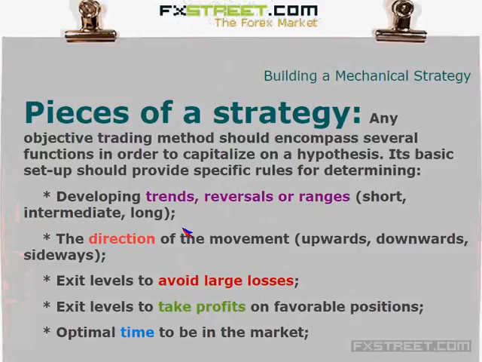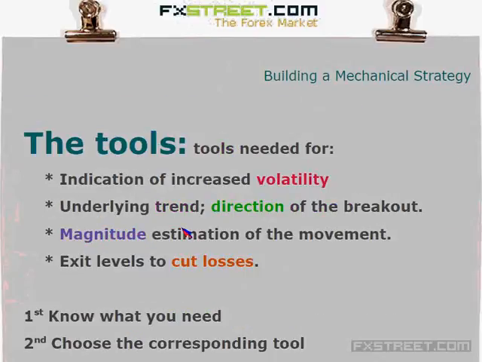And then an essential piece of a strategy is an exit level to avoid large losses, and an exit level to take profits on favorable positions. Besides, there is the optimal time to be in the market, which is also a piece of the strategy. So the tools needed in our case: we need an indication that volatility is increasing. We need, in order to identify the underlying trend and the direction of the breakout, something to estimate the magnitude of the movement.